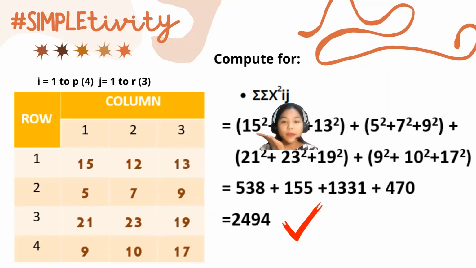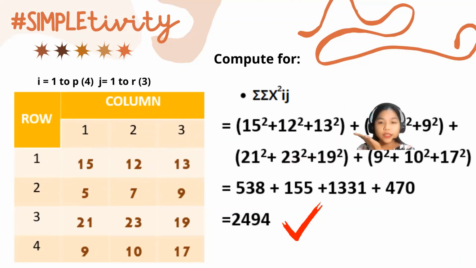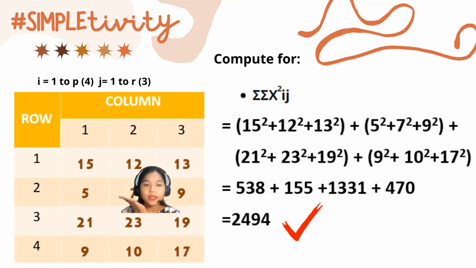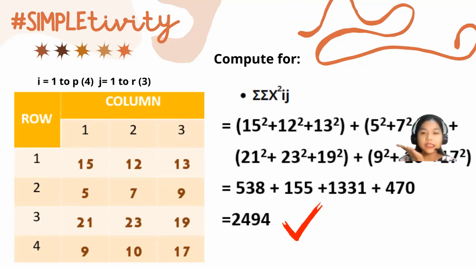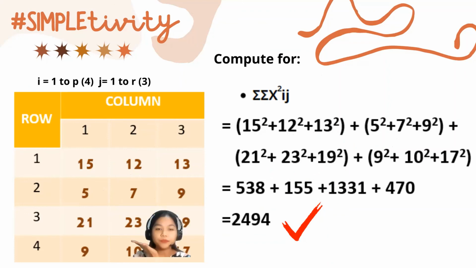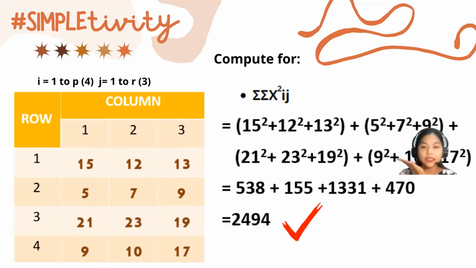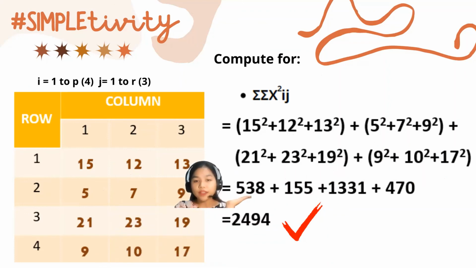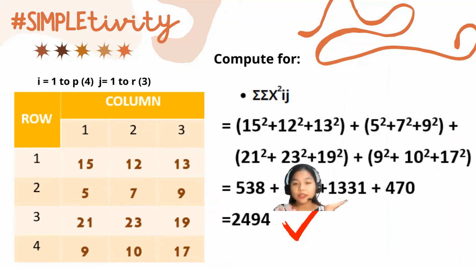So 15 squared for row 1, 12 squared, and 13 squared. Ito yon. Tapos 5 squared plus 7 squared plus 9 squared. Ito din po iyon. So, 21 squared, 23 squared, and 19 squared. Ito din po yun. 9 squared, 10 squared, at 17 squared. Yun din po ito. So, 538 plus 155 plus 1,331 plus 470.